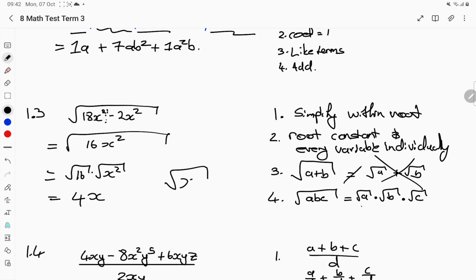When you square root anything with an exponent, you just halve that exponent, which will then be x. Whatever that exponent is, you're just going to halve it. So if that was x to the power 4 over here, it'll end up being x squared. But it's not. So it's just going to be x to the power 1.